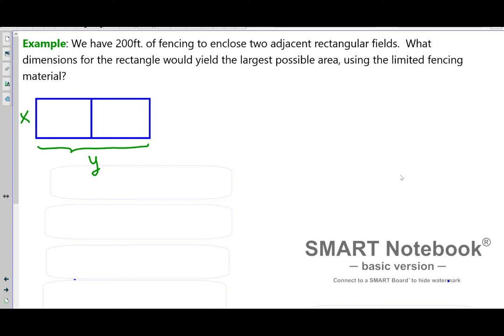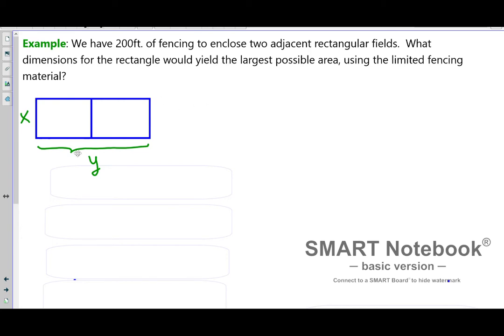Hi everyone, and here's our next optimization example. So a similar problem to the last one, just a slightly different figure. Instead of 3 adjacent rectangular fields, we have 2 adjacent rectangular fields. So a total of 200 feet of fencing is available to enclose the fields. What dimensions, and let's just specify specifically the outer dimensions of the rectangle, will yield the largest possible area?